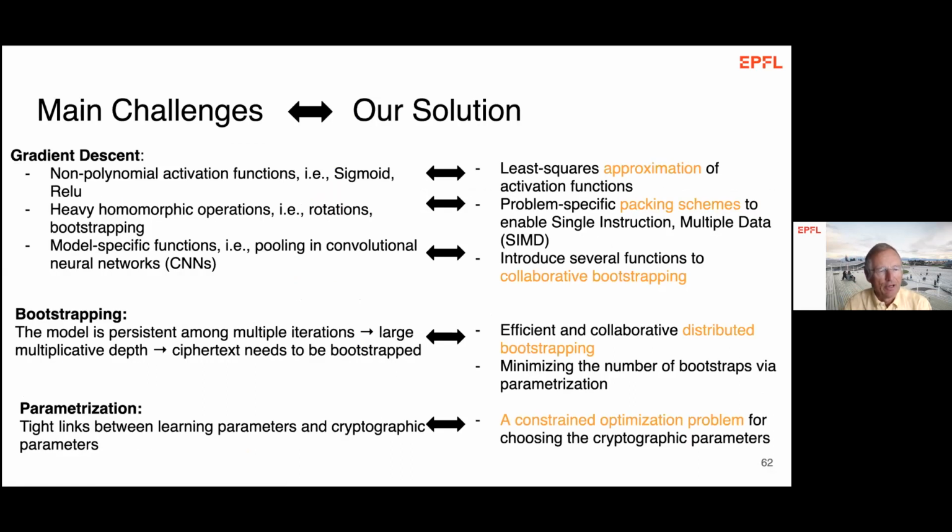And here are the solutions that we have adopted for this. In the case of gradient descent, for example the non-polynomial activation functions, such as the sigmoid or ReLU functions, which are very frequently used, as you know, in machine learning, especially in neural networks, what we do is to make use of least square approximation of activation functions. And then for homomorphic operations, we make use of packing schemes. I'm going to detail this in a minute, and I'm also going to talk briefly about the bootstrapping. And the parameterization essentially boils down to a kind of constrained optimization problem that aims at choosing the appropriate parameters.